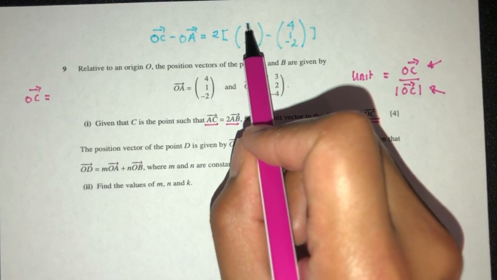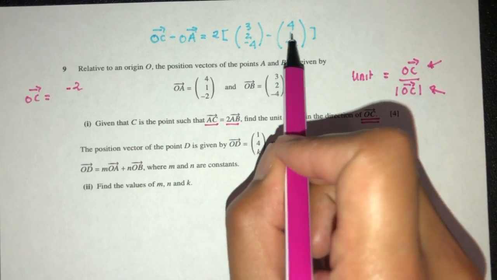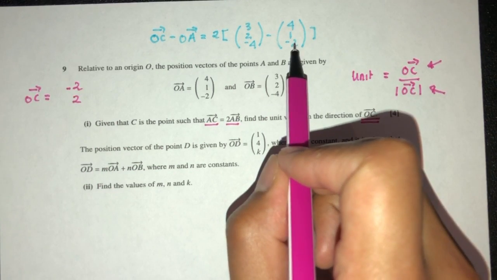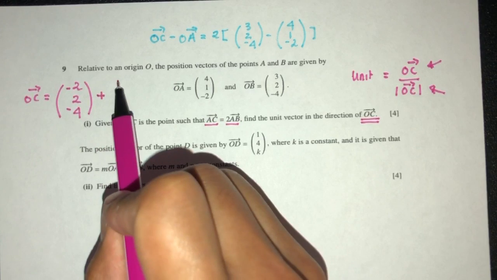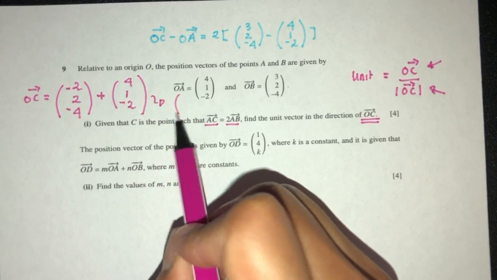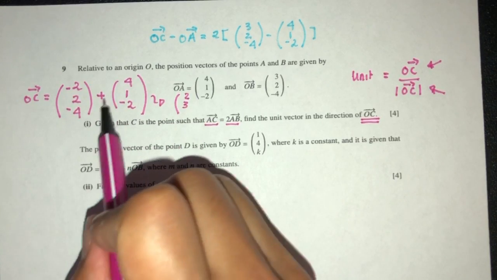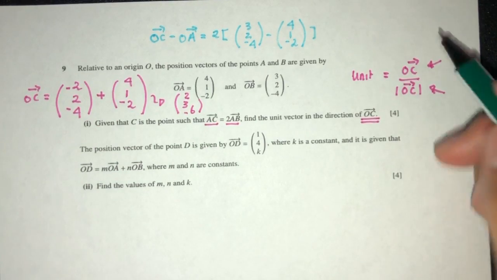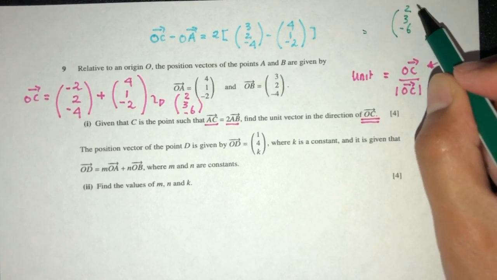So first thing first, 3 minus 4 is minus 1, times 2, minus 2. 2 minus 1 is 1, times 2 will be 2. Minus 4 minus 2 should be, so minus 4 plus 2 should be minus 2, times 2 will be minus 4, times this. Then plus OA, which is 4, 1, minus 2. Let's see what do we have. Minus 2 plus 2 is 2. 2 plus 1 is 3. Minus 4 minus 2 should be minus 6. So here you go. The first part we know now. The value is 2, 3, minus 6.